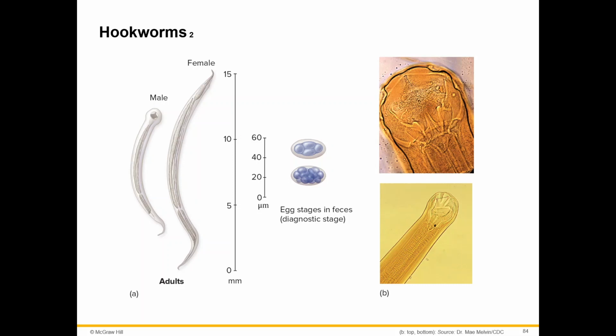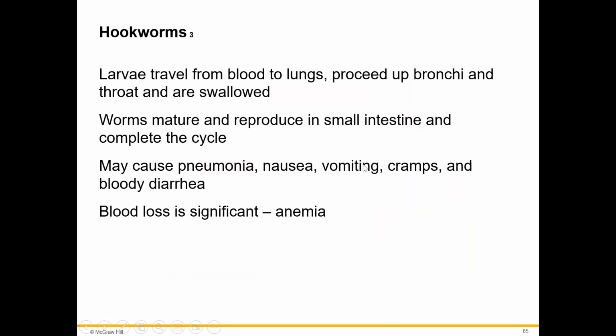Okay, I know they have the little curly tails to be inside the females, but hookworms are different, because if you look at them under the microscope, they actually have literal hooks for where they attach and burrow. The larvae will travel from the blood to the lungs, and they'll proceed up the bronchi and into the throat, and they're just re-swallowed again, guys. The worms mature, and they'll reproduce in the small intestine, and they complete the cycle.